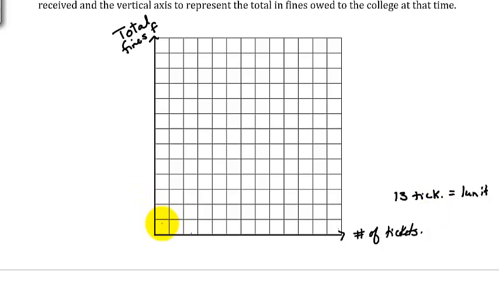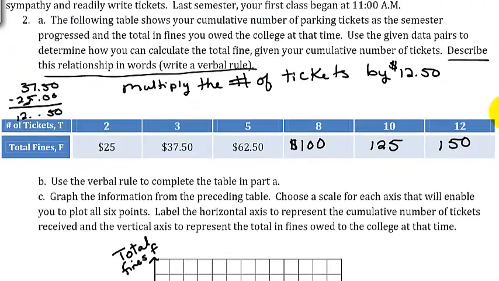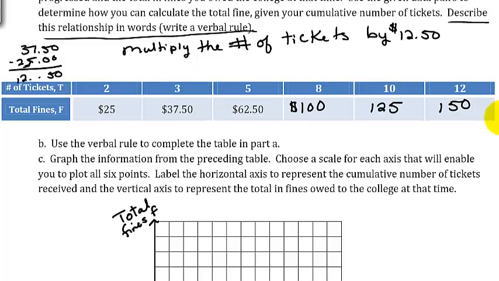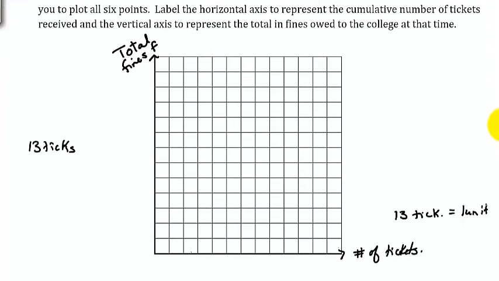Okay, and here we have 1, 2, 3, 4, 5, 6, 7, 8, 9, 10, 11, 12, 13 ticks along this axis as well. And for the total fines, we need to go from 0 on up to 150. And so what you do is you take, because you want to figure out how much each tick mark is going to be worth, and so we want to divide 150 by 13.